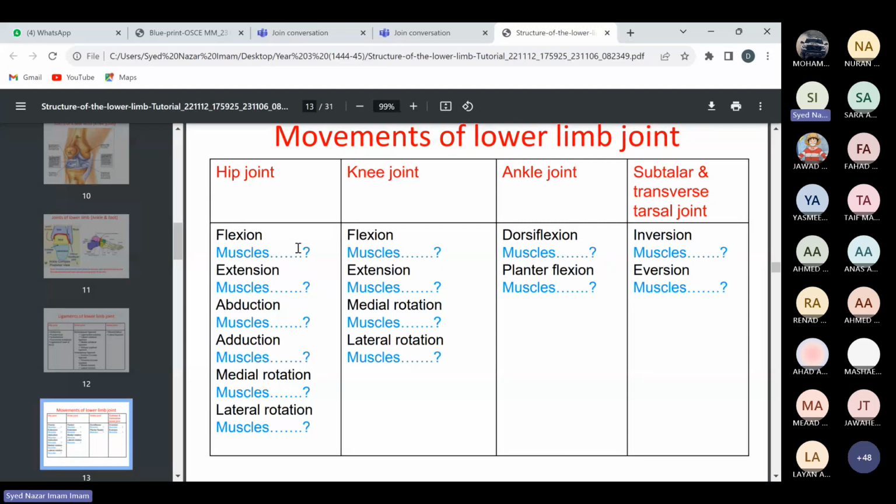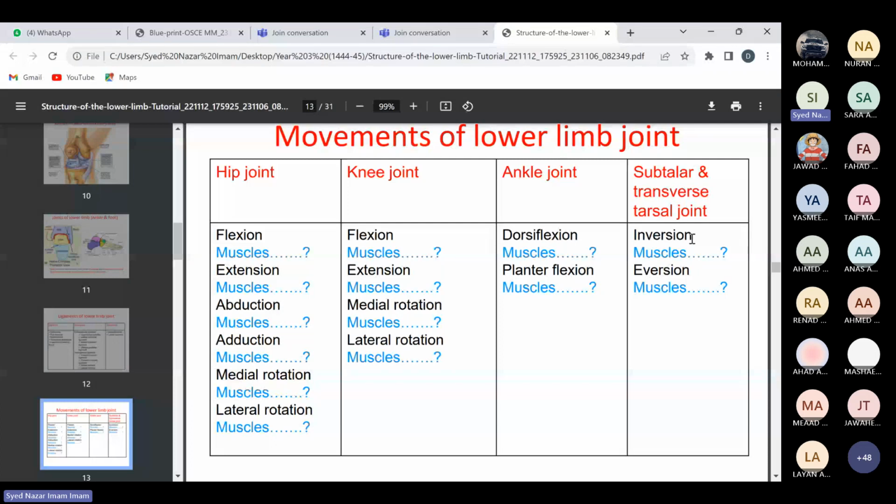So how to perform the movement at the hip joint. What is flexion? Flexion is anterior movement. Extension is posterior movement. Similarly, in the knee joint, you have to know what is flexion, extension. And as I told you, what is medial rotation and lateral rotation. Similarly, on the ankle joint, only two movements, dorsiflexion and plantar flexion. And at the subtalar and transverse tarsal joints, we have inversion and eversion of the foot. So you have to know these movements.